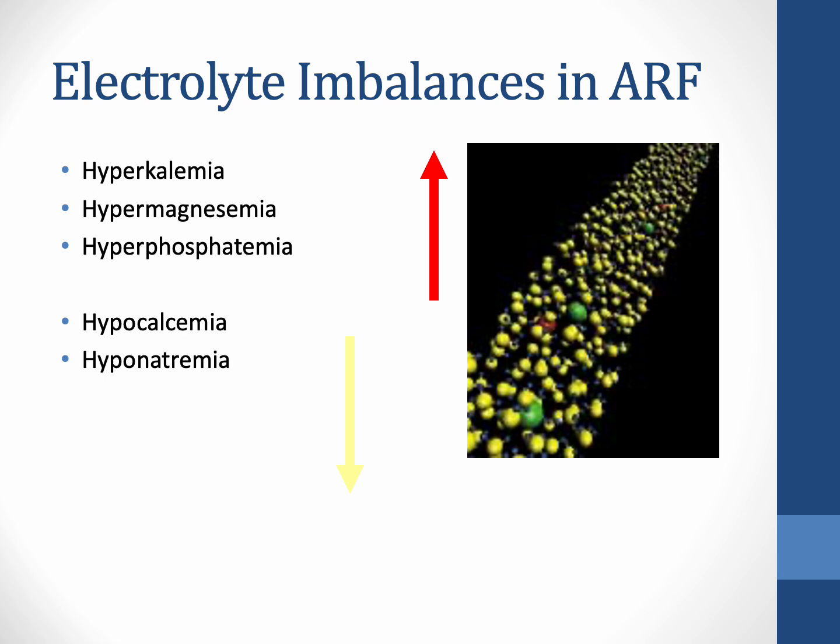In acute renal failure, you run the risk for developing hyperkalemia due to impaired potassium excretion by the kidneys, leading to cardiac arrhythmias. Hypermagnesemia, due to the accumulation of magnesium caused by decreased renal excretion, and hyperphosphatemia, due to elevated phosphate levels resulting from the kidney's inability to excrete phosphate efficiently. So those are the three things that go up: potassium, magnesium, and phosphorus. And then the two things that go down are calcium and sodium.